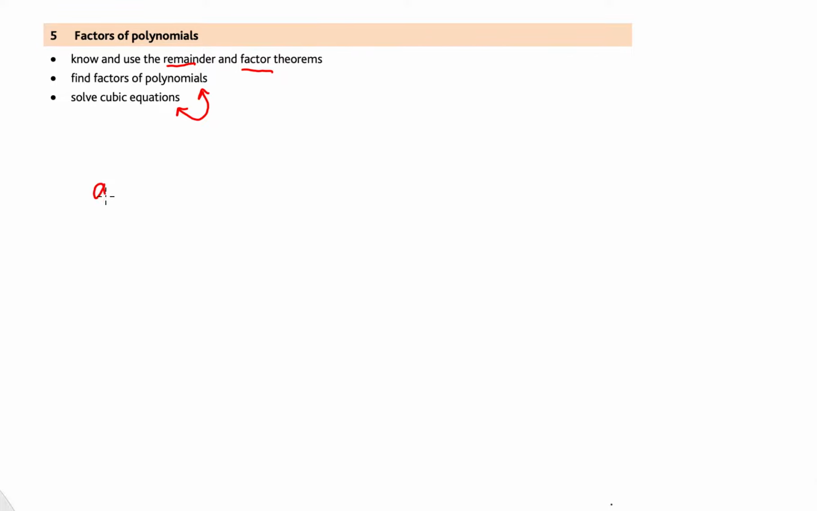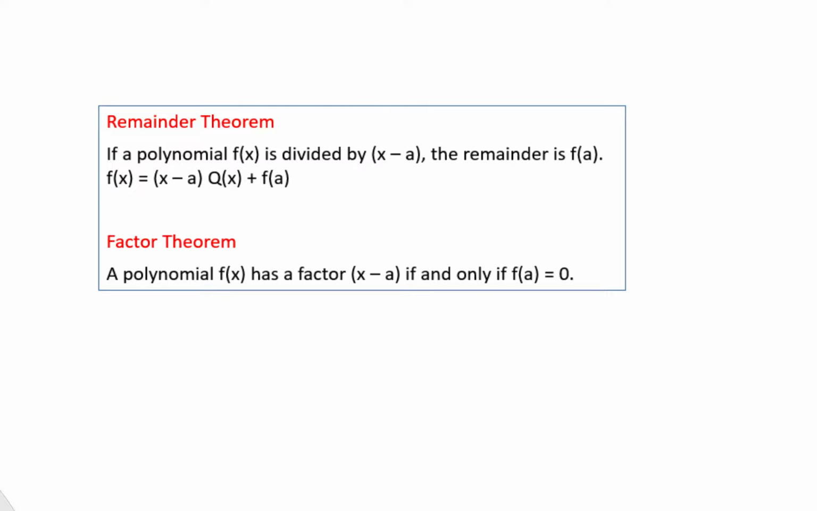So cubic equations are just going to be in the form ax cubed plus bx squared plus cx plus d, where a, b, c and d are all real numbers, and a does not equal 0. Okay, so that's the highest degree equation we're going to be solving in these papers. So let's have a look now at the remainder theorem and the factor theorem.